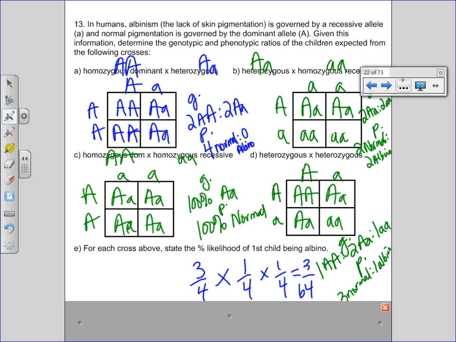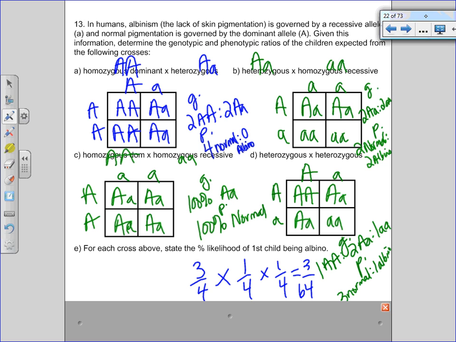Now the questions that you may be wondering about are the ones further down. So these A, B, C, and D are basically to figure out what they mean by the terms. What are the parent alleles? Do your Punnett square, figure out the ratios. Double check and see that you have the same ones as I got, as we did together, when we checked them. Now, it says, E, for each cross above, state the likelihood of the first child being albino.